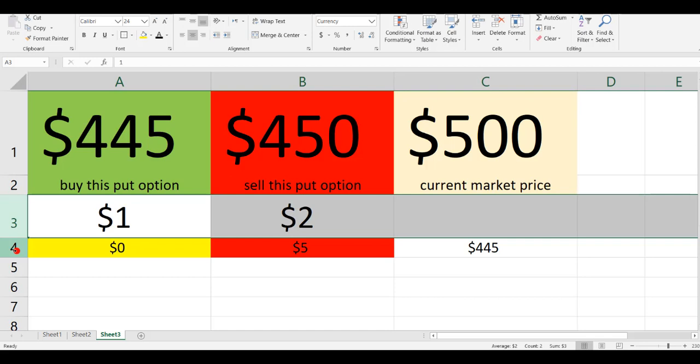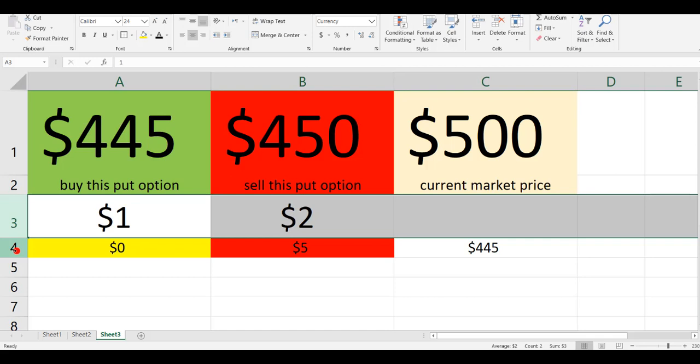Remember, a contract is 100 shares, so you're actually losing $400 in this case. And you could buy more than one contract. You can buy 2, 3, 10 contracts. So just multiply that dollar amount by the number of contracts you have. So the advantage of a put credit spread is that it's defined risk.